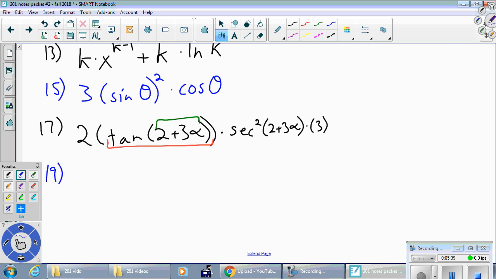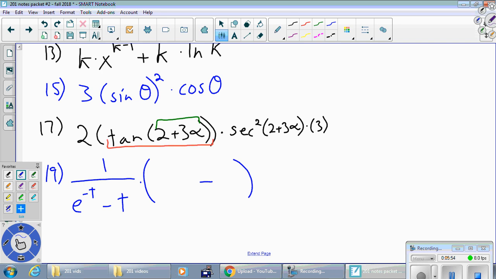Okay, 19, ln of some stuff. No problem, 1 over the stuff times the derivative of the stuff. Okay, I see a subtraction. I'm happy about that. I'm going to just do 2 separate derivative problems.